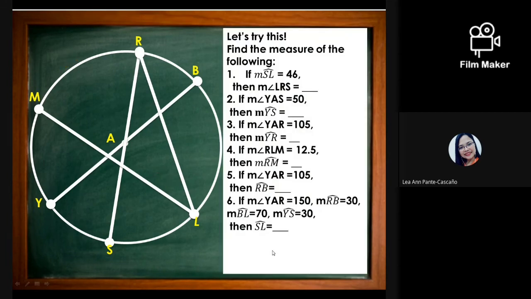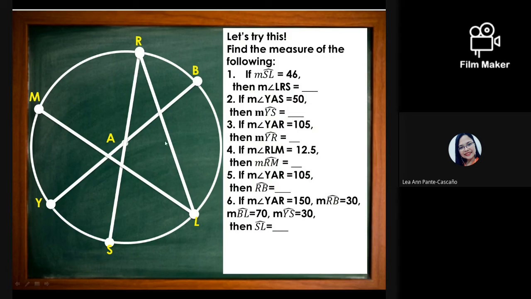Now, let's try this one. Find the measure of the following. Let's still use this given figure. If the measure of arc SL is 46, then the measure of angle LRS is equal to what?